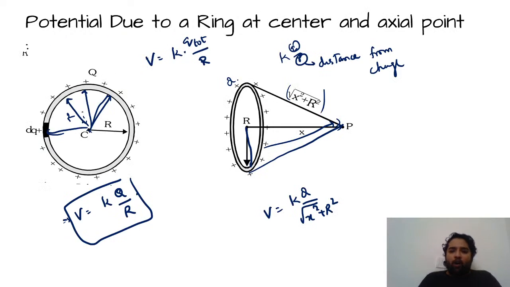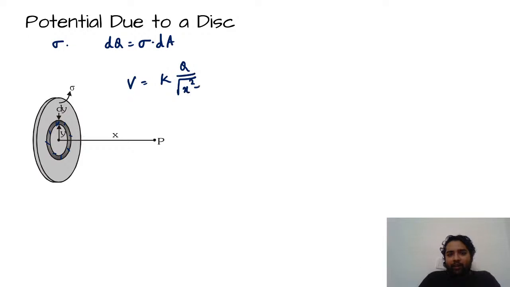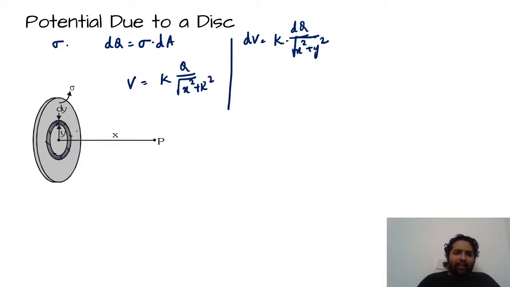And now we can use the formula from before. V due to a ring, at a particular distance, is given by k into q by root over x square plus r square. In this case, we took a particular distance y. Instead of the radius, we are going to integrate over y. So dV will now be equal to k into dq by root over x square plus y square, right? Because the radius of this ring is y. At a y distance, I am going to take this. What will this distance be? This is x, this is y, so it will be root over x square plus y square. And this width is dy. So I'm going to substitute the whole thing now.